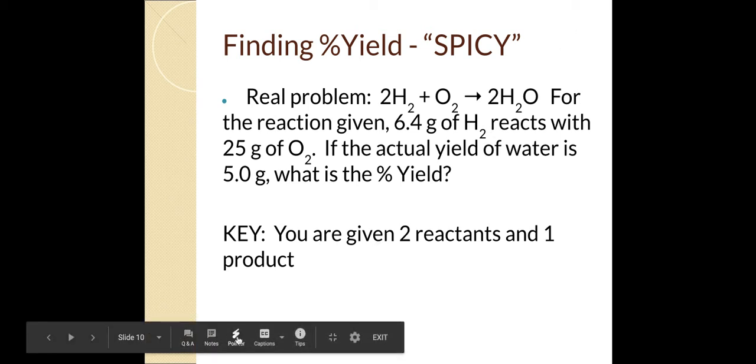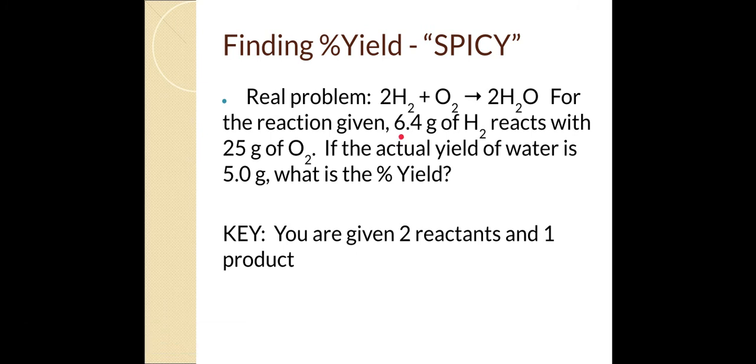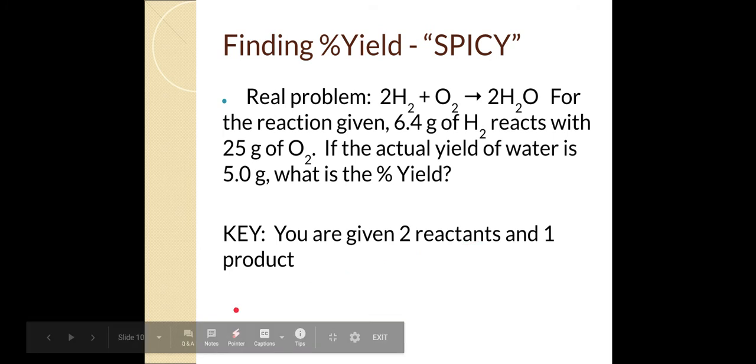All right. So here's the key, the pro tip. You're given 2 reactants and 1 product. If you see that, you'll know it's spicy. So you can use the steps I'm going to give you in a second. All right. So 6.4 grams of hydrogen, that's a reactant. 25 grams of O2, that's a reactant. 5 grams of water, that's a product. 2 reactants, 1 product. Enjoying the wonderful world of the spicy reaction.